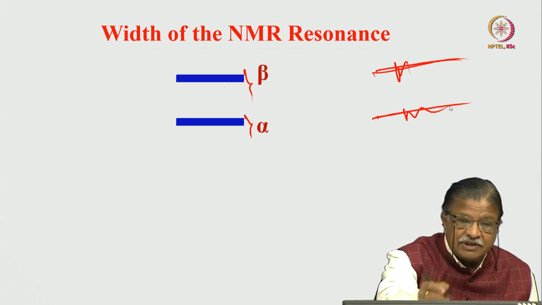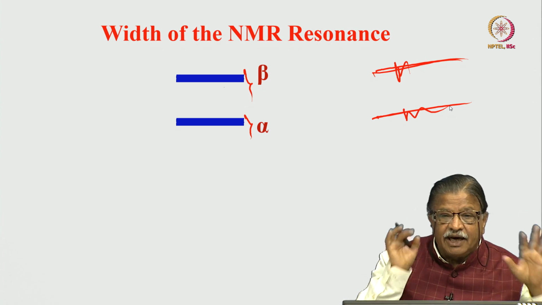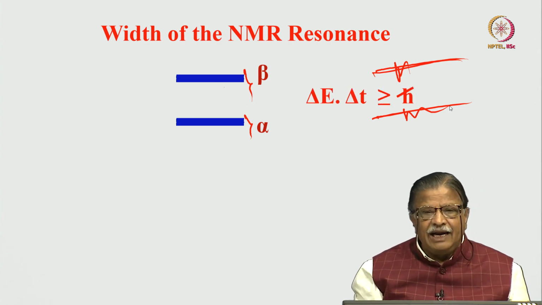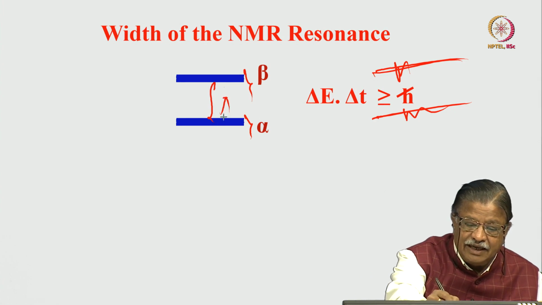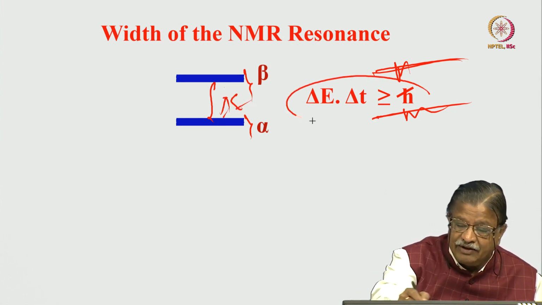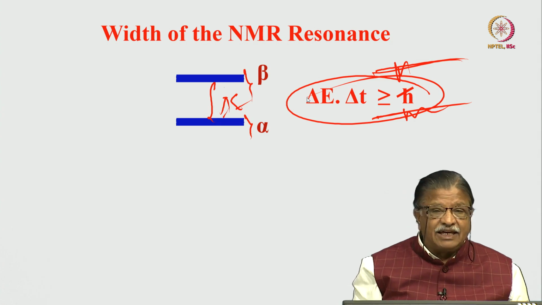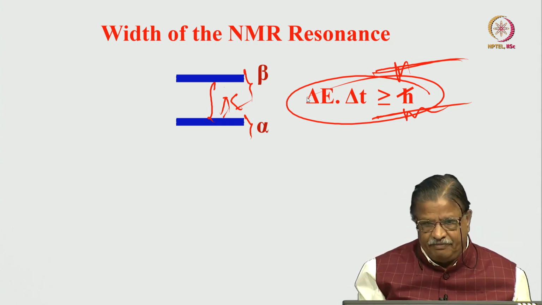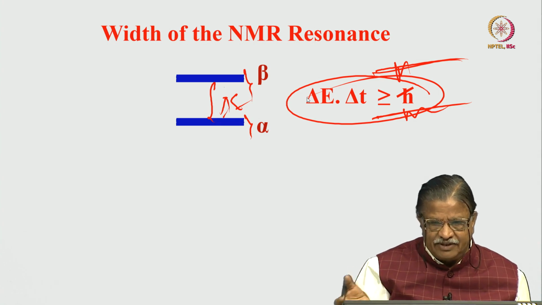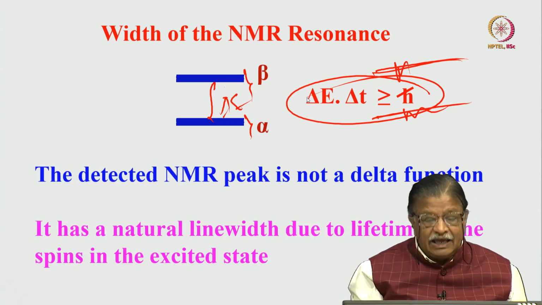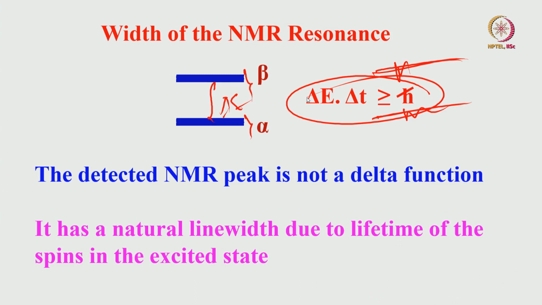Okay. Now, I consider two spin states, alpha and beta, and I calculate the energy difference delta E, and of course, we know delta E times delta T is greater than or equal to h cross, the uncertainty condition of Heisenberg. There is an energy and time uncertainty. Now, the detected NMR signal because of this is not a delta function. If it is a delta function, there is no width, it is sharp exactly at the 0 value, the height is infinite, and anything outside this is 0. So, that means there is no width at all for a delta function.